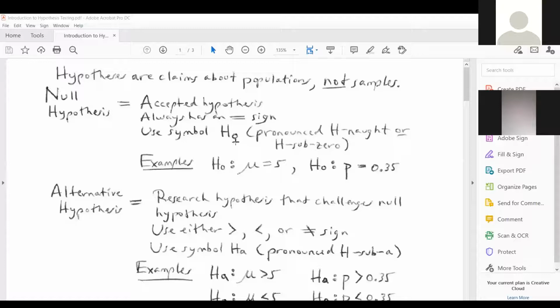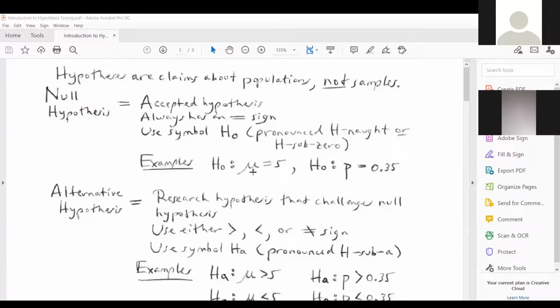Now, our null hypothesis always has an equal sign in it, right? It doesn't have less than or greater than or not equal to, always the equal sign. So an example would be our null hypothesis H naught is mu, which is our population mean, is equal to 5. That's one example of a null hypothesis.